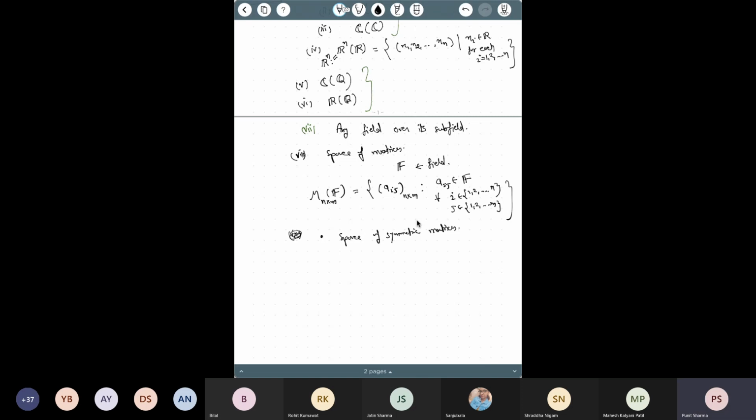Now, is it over the same field? So you have to define this now. What field should you take? Real. Space of symmetric matrices, so the field is R. So you are saying all real symmetric matrices over R. So that is the vector space. Fine. Now skew symmetric matrices over R, that is also a vector space. Hermitian over complex, skew Hermitian over complex.